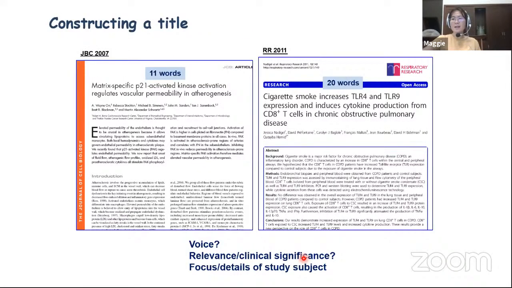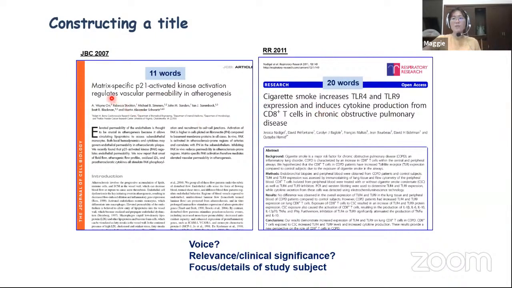Okay, this is constructing a title. It's talking about a title. So here, there are 2 titles in 2 different manuscripts. The first one has 11 words, and another one has 20 words in the title.